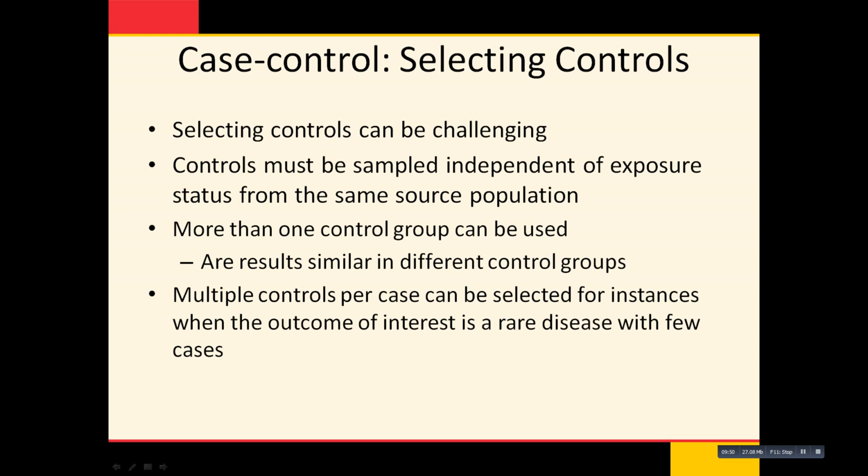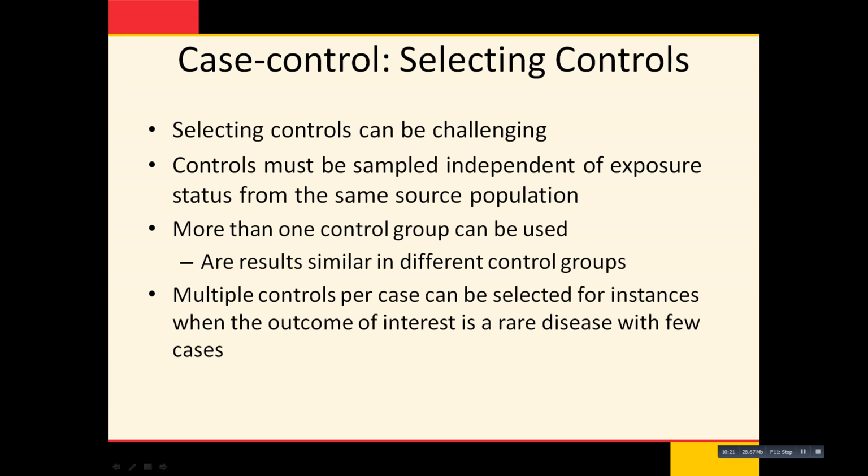Now, selecting controls can be challenging, and selecting cases and controls in general is one of the most challenging aspects of designing a case control study. The controls must be sampled independent of the exposure status. We don't want the exposure status to be influenced by how controls are selected, because that would cause bias in the study. We can use more than one control group, because if you find similar results using different control groups, that gives you more confidence in that result.